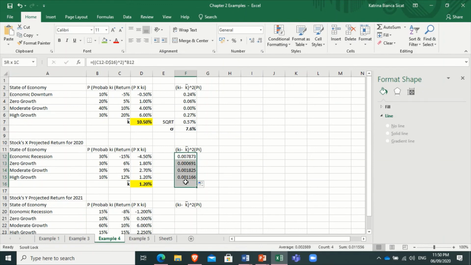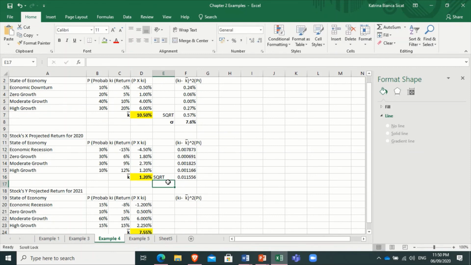Alright. And then, kunin natin yung sum. And then, from there, kunin natin yung square root. Remember? Oh, wala. Okay. Then, we get, finally, oh, naghang. Okay.